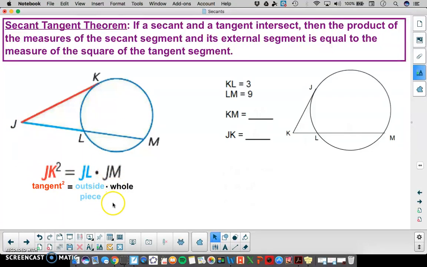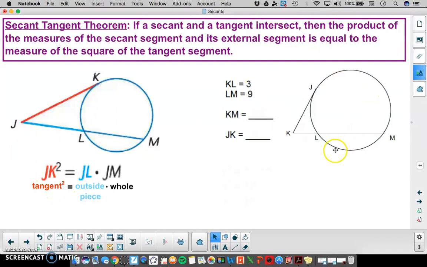So it's really similar to our second secant theorem. We have whole times outside, but on the tangent, the whole is the outside. The whole thing is outside the circle. The tangent never goes inside. So it's really whole times outside, which is something times itself, which is why we have tangent squared.